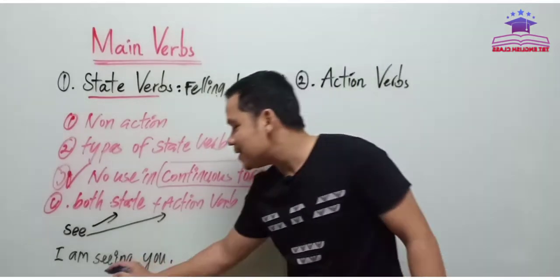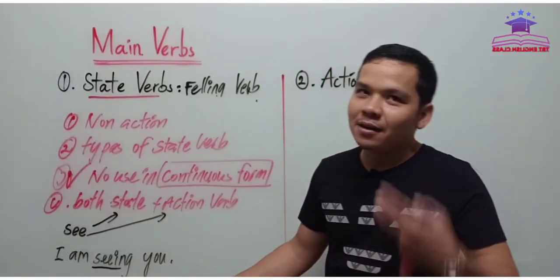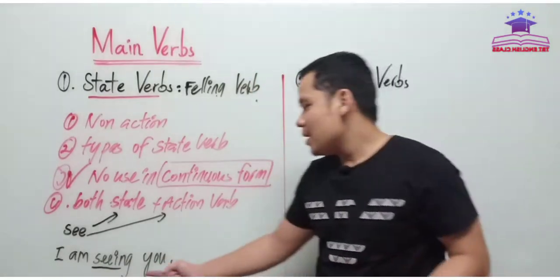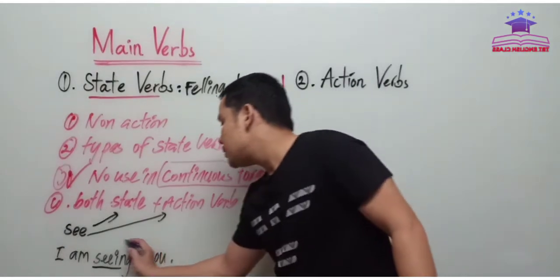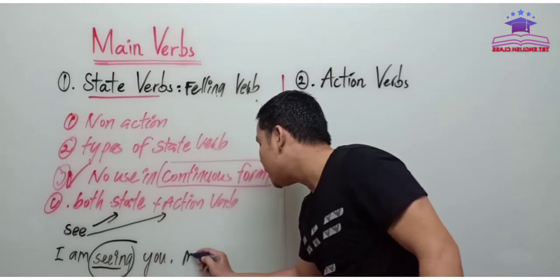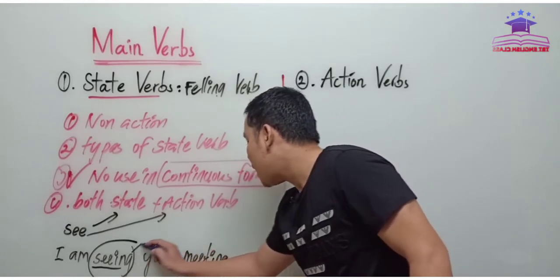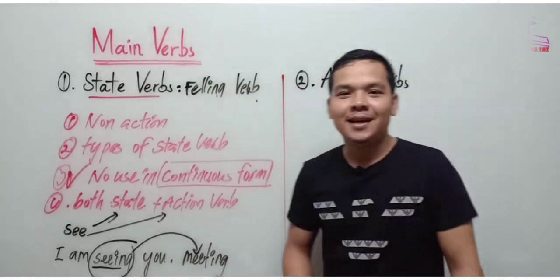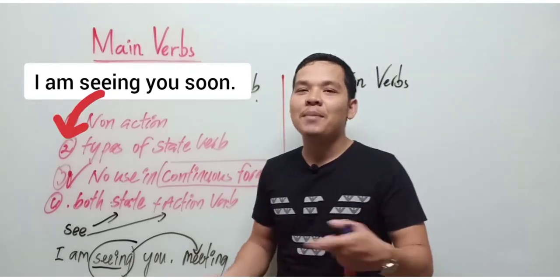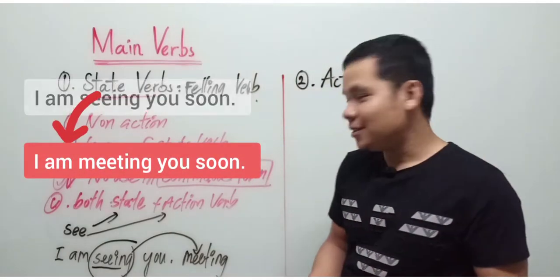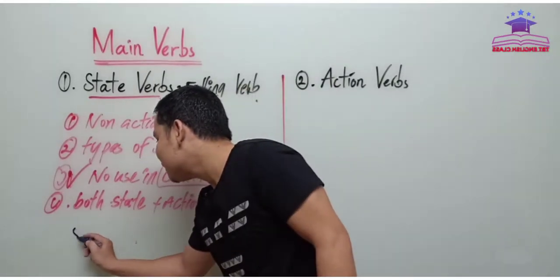So you know this verb see, we can use "seeing you," but seeing here does not mean we see something. Seeing here means meeting. "I am seeing you" means "I am meeting you." You get it? Not see something. "I am seeing you soon" means that I am meeting you soon. You get it?